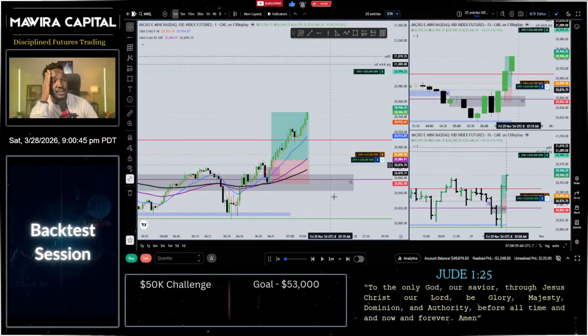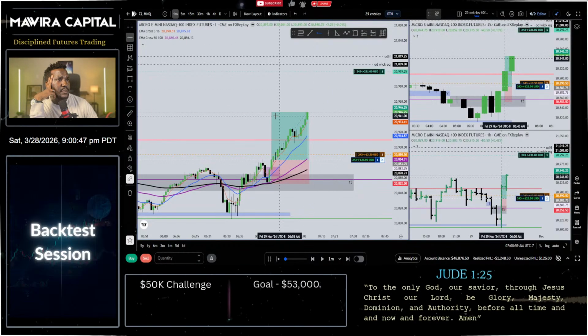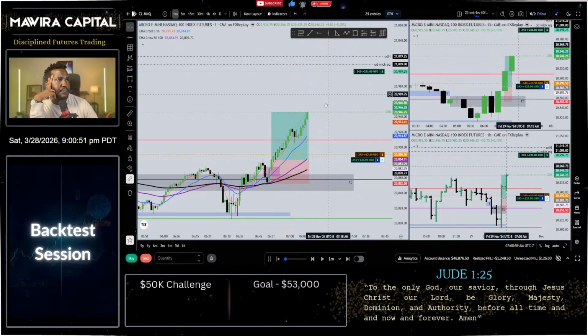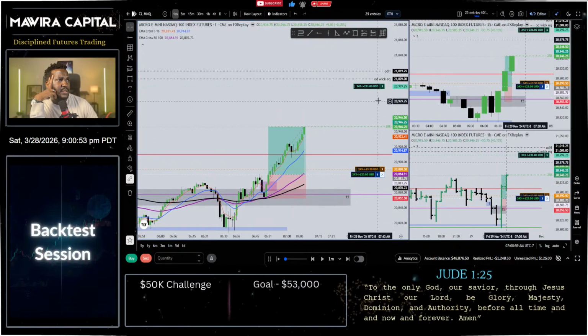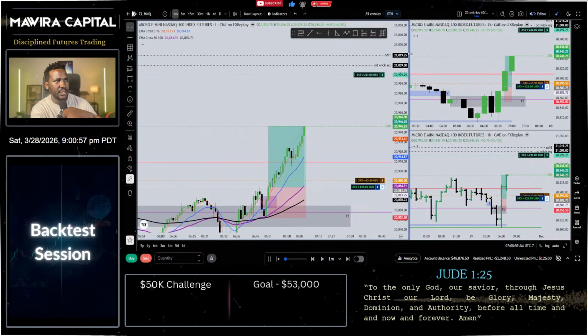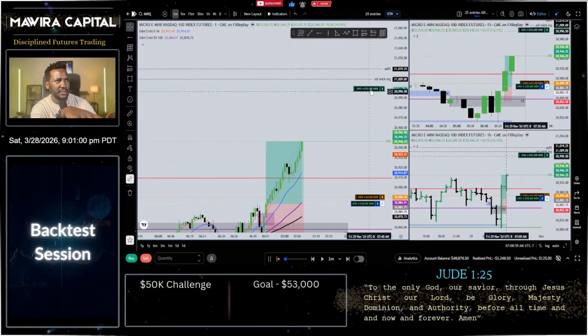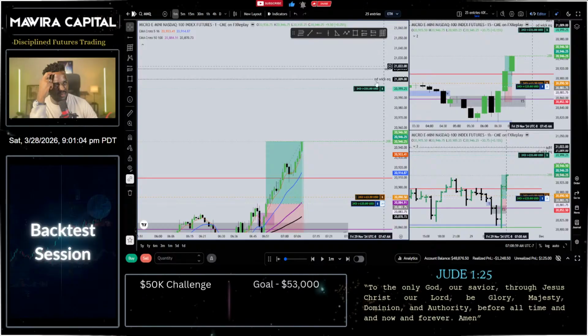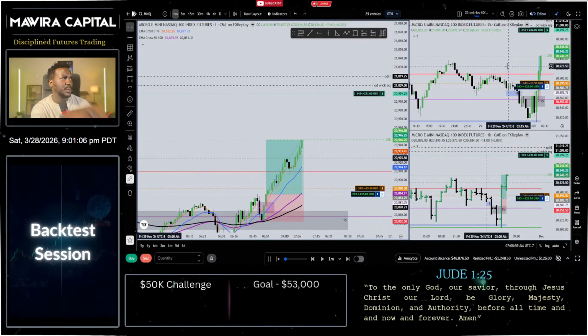So we already took partials right there. Those are 2R. And let's see if we can get to this, the daily open price where the stop loss is at, where the final target of one contract is. And then I just put those to see what kind of reaction we'll see if we do get up there.